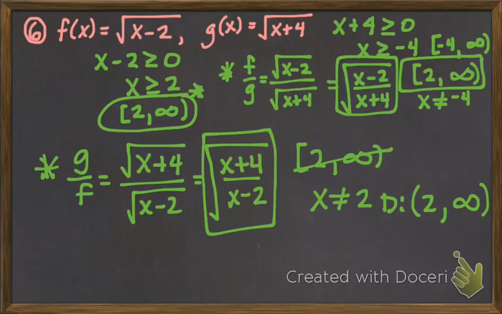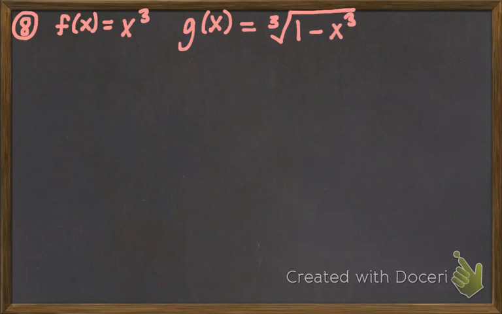Actually, we don't need a box around the whole thing, we just need it around the domain. Alright, number 8. Same set of directions, two new functions, same process.